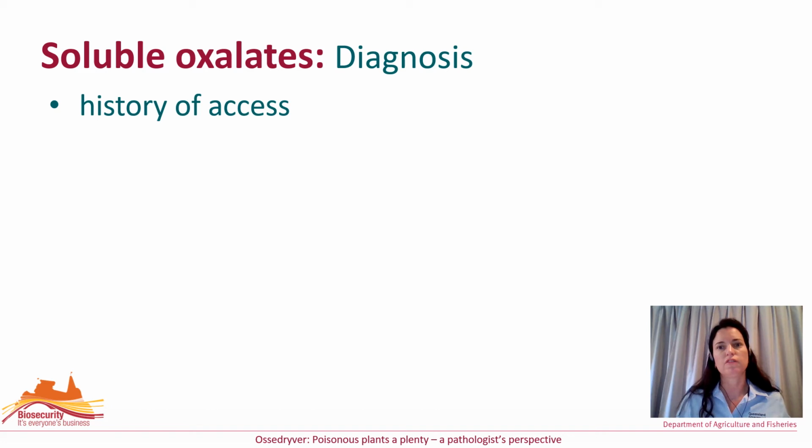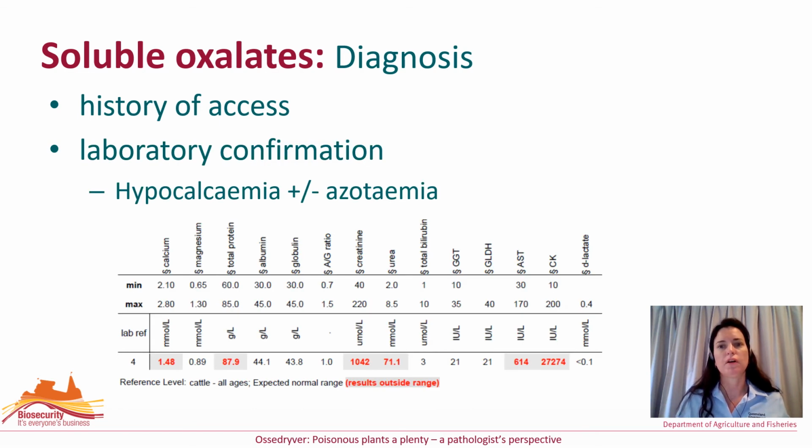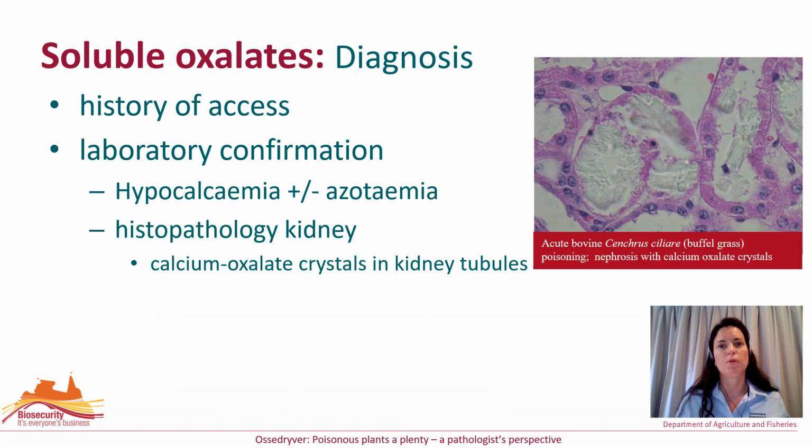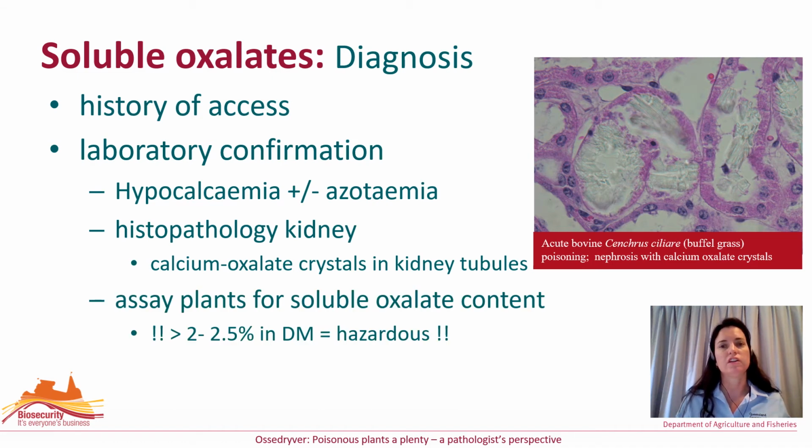Clinical signs and a history of access to plants containing soluble oxalates may lead you to a tentative diagnosis. The presence of hypocalcemia can be confirmed by antemortem biochemistry. However, the histological detection of nephrosis with calcium oxalate crystals in kidney sections is diagnostic for this poisoning. Additionally, specialised laboratories may be able to assay suspect plant sources for their soluble oxalate content, with concentrations greater than 2 to 2.5% indicative of hazardous material.